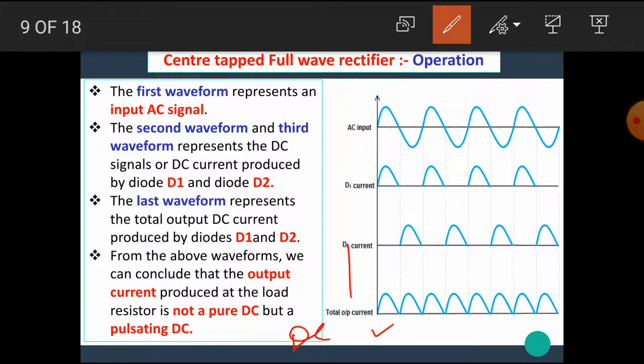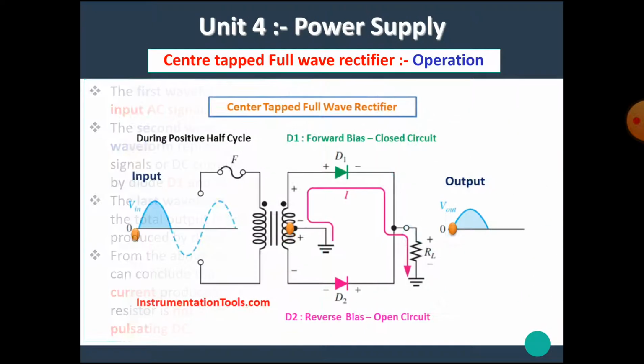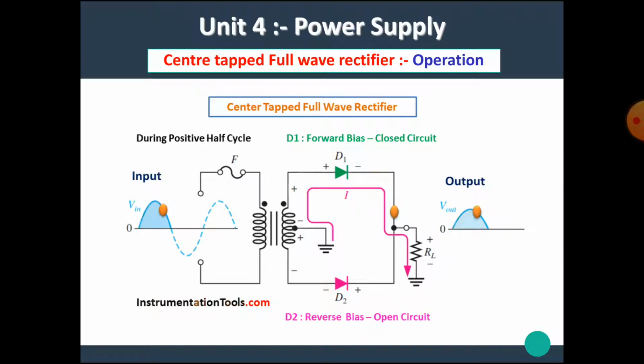But we know that the pure DC has the constant value and this is the pulsating value. Okay, that means this is a pulsating DC or impure DC. I hope you all now understand the operation of full wave rectifier and its waveform. Let's see its operation once again.